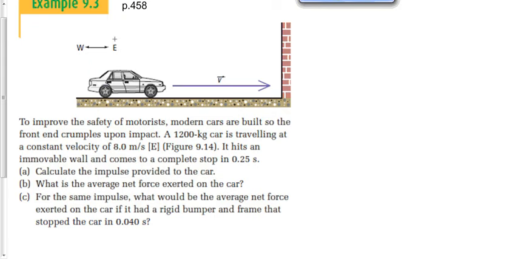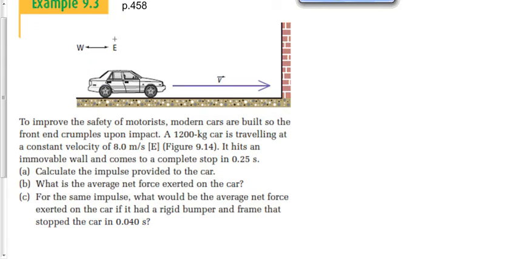A 1,200 kilogram car is traveling at a constant velocity of 8 meters per second. It hits an immovable wall and comes to a complete stop in 0.25 seconds. Calculate the impulse provided to the car. Let's worry about one question at a time. Calculate the impulse provided to the car. Clearly, this is what kind of question? Yep. How do you know? Forget about B and C, just look at A. How do you know this is an impulse question? Don't overanalyze here. It asks for impulse. If it asks for impulse.